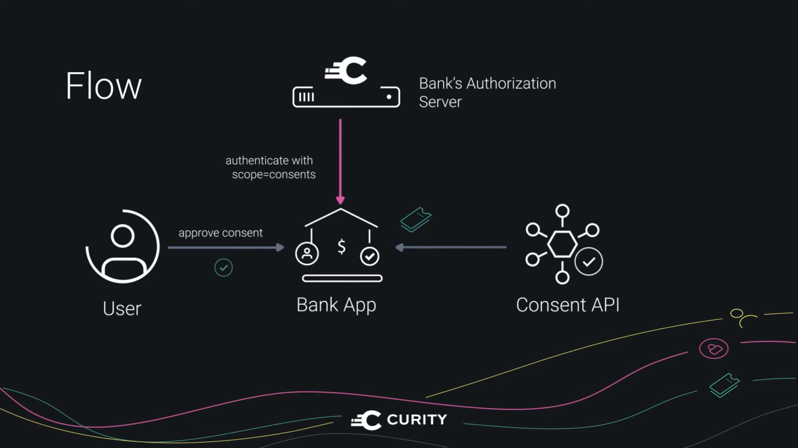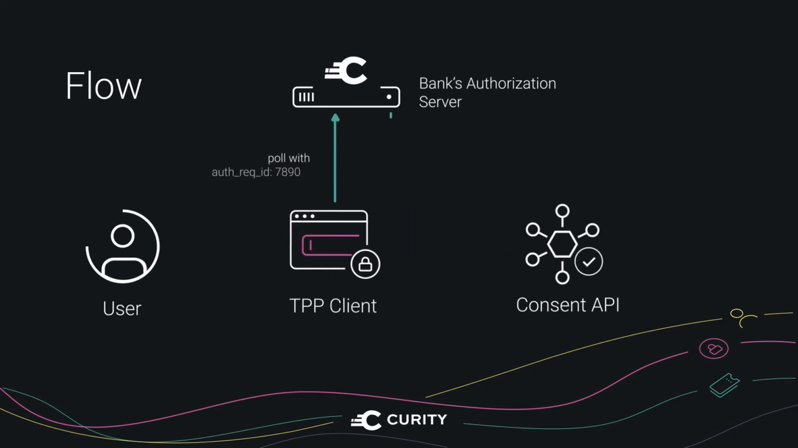Once the user approves the consent, the bank API calls the consent API again to change the status of the consent. When the TPP client polls now, the authorization server will get information from the consent API that the consent was approved. The authorization server can issue an access token to the TPP client, and the TPP client can now access the bank API.